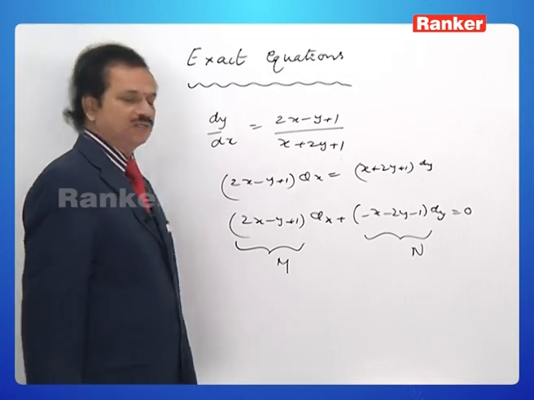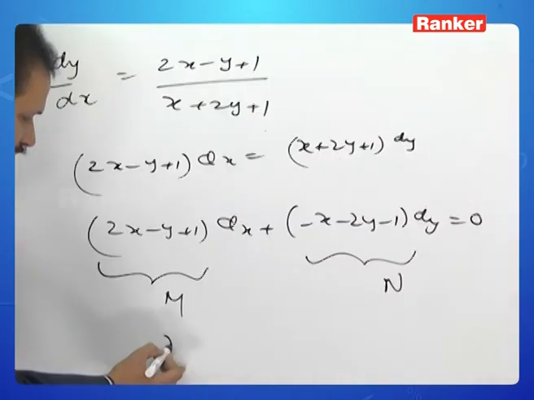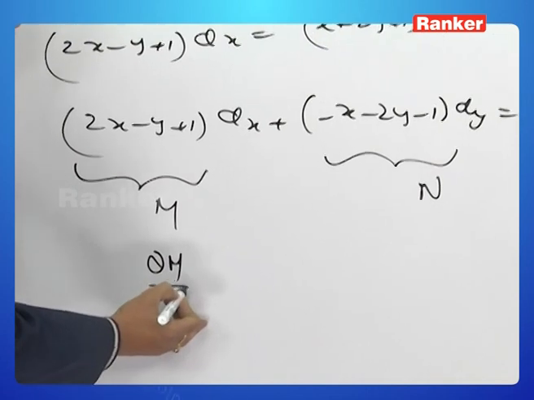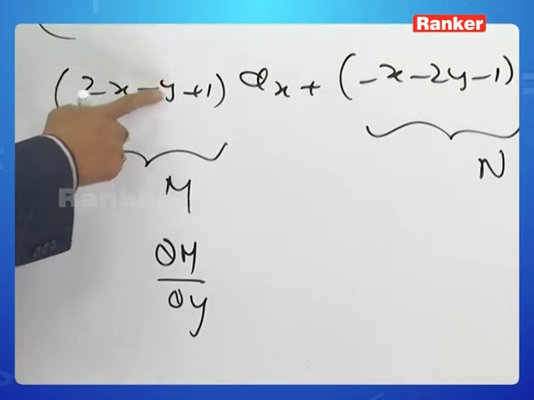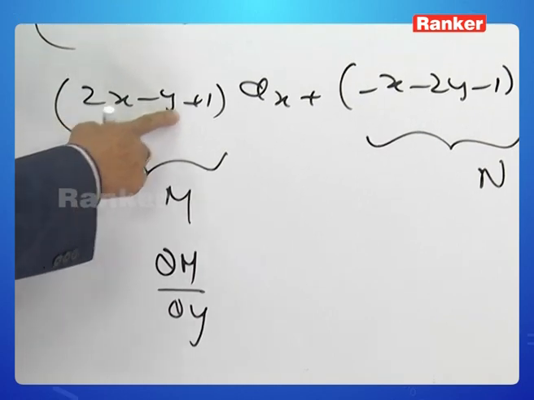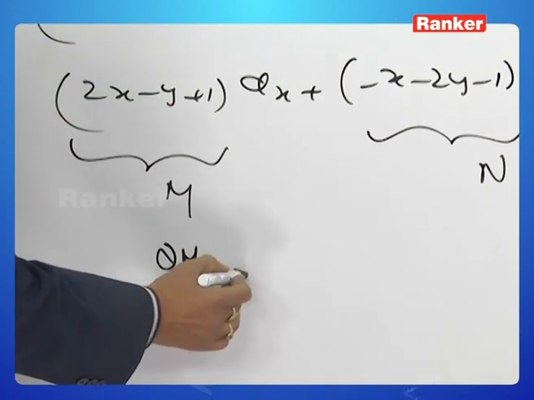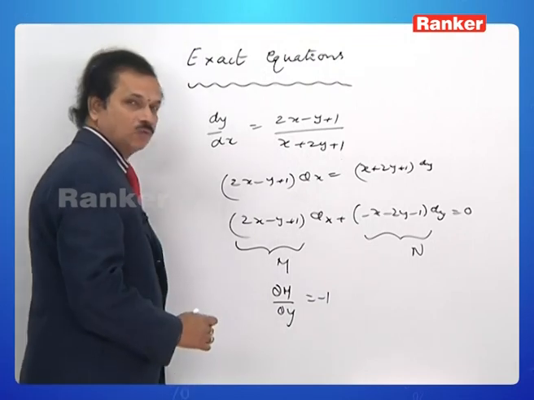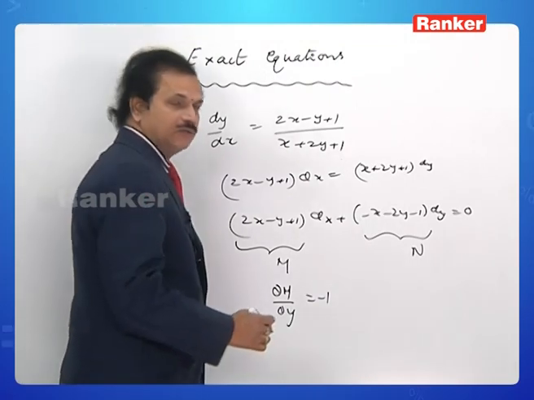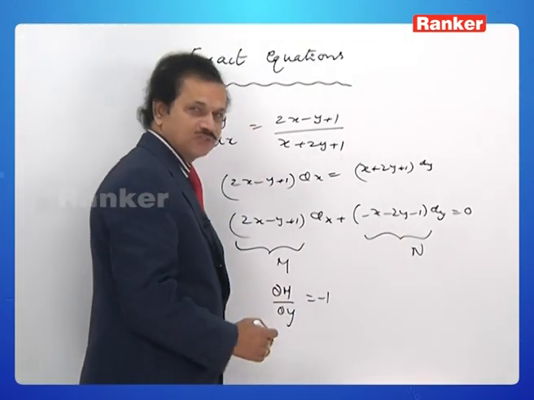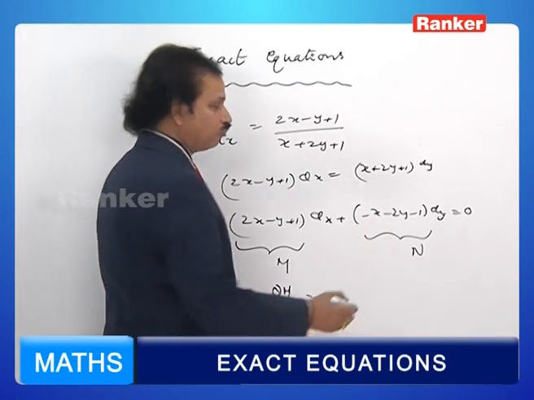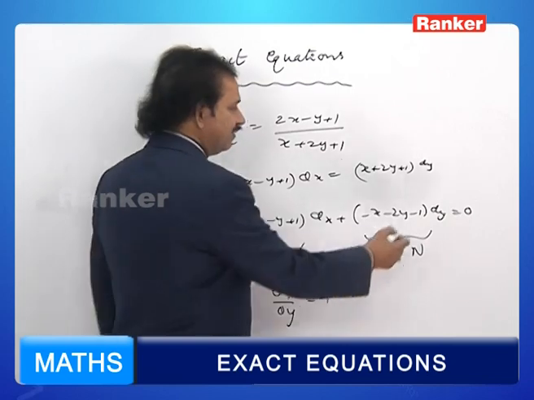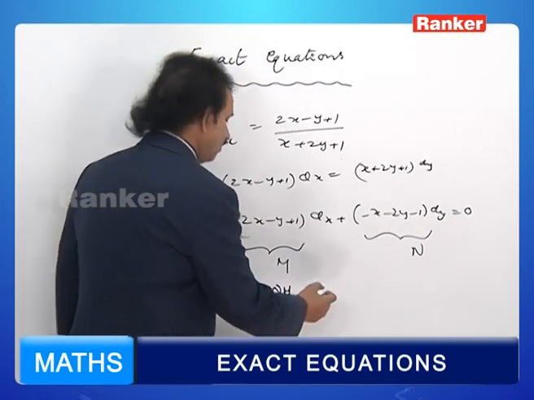What is the test? ∂M/∂y. You find it. What is ∂M/∂y? For 2x, the derivative is 0. For −y, it is −1. For 1, it is 0. Hence ∂M/∂y is −1. Come on, friend. You now find ∂N/∂x. What is ∂N/∂x? Minus 1. For −x, it is −1. For −2y, it is 0. For −1, it is 0.